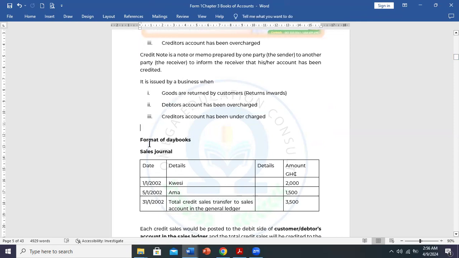So please, what is the source document? Okay, so you can pen it down. A source document is a document that gives proof, P-R-O-O-F, proof of the occurrence of a business transaction. So for example, if you pay school fees, what gives proof that you have paid the school fees? That will be the source document called a receipt, right?